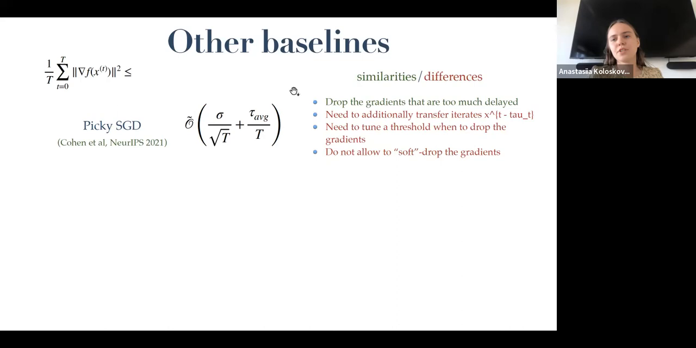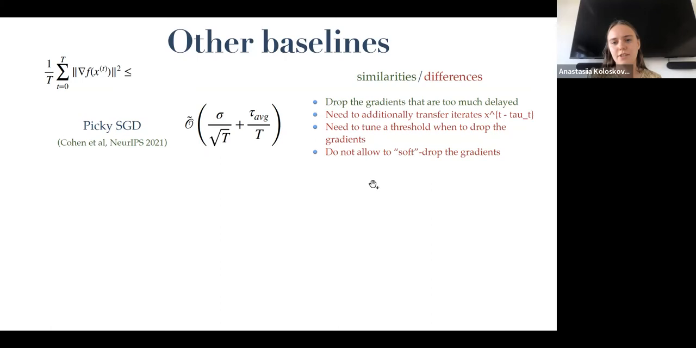We also propose some delay adaptive scheme, and we drop the gradients which are too much delayed. But to understand if gradients are too much delayed, we need to additionally transfer the iterates together with gradients, also the point at which this gradient was computed, and we need to have one extra hyperparameter. We need to tune this threshold when you drop the gradients, and we don't need to do this for our delay adaptive step size. And so we also allow our step sizes to be a bit more flexible, and we allow to soft drop them, and they don't. So this is the difference.